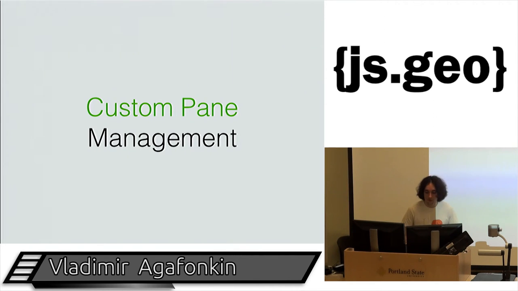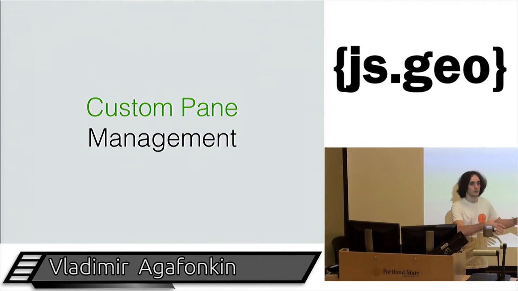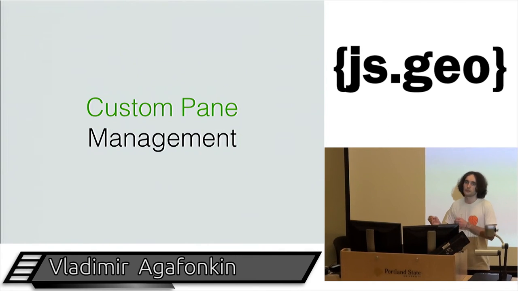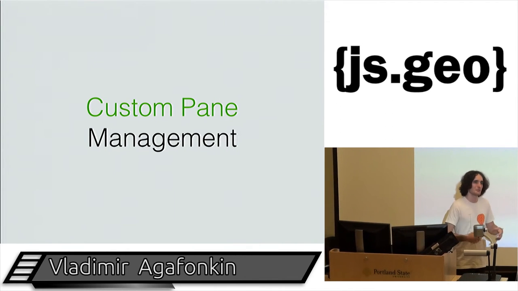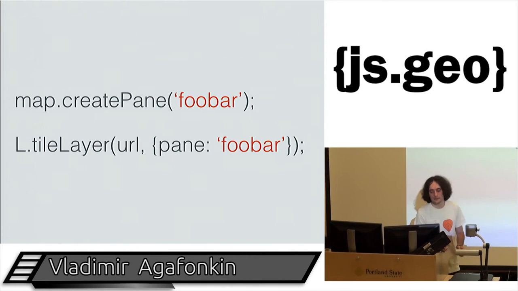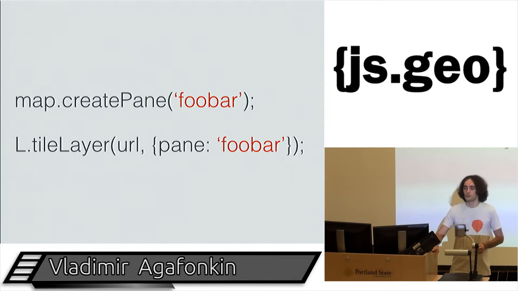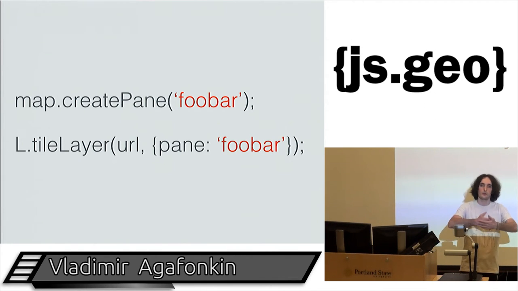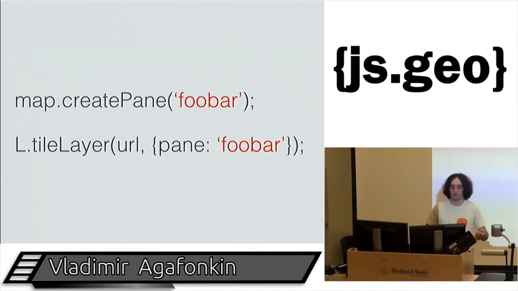There's now custom pane management. So previously there was a set of container elements where all the stuff you put on the map would go. All tile layers would go into the tile layer pane, all vector layers would go into the vector layer pane, and you couldn't actually customize that. Well, you could, but it was really hacky. Now it's pretty easy. You can create any panes and put any layers into any panes, and it makes it easy to control the Z order of layers. It makes it easy to, for example, hide some panes temporarily and show them, and make interactions faster.